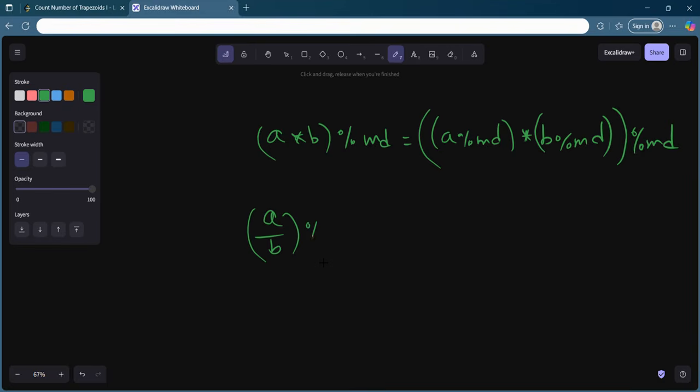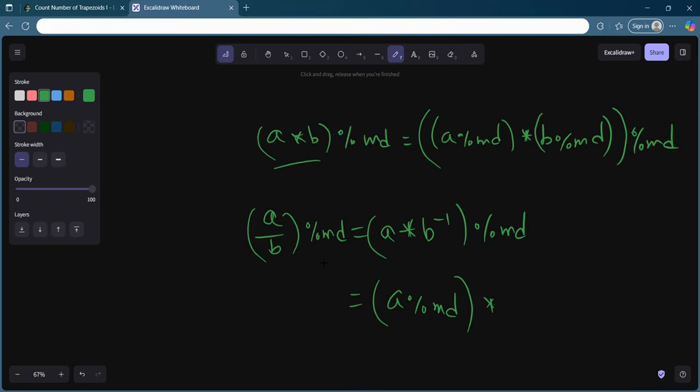So a by b, what you can do, a by b whole mod, you can write it in this manner. Okay, a multiplied by b inverse mod. Okay, and you can write it simply a mod multiplied by b inverse modulo mod. Okay, so again with this you can calculate.